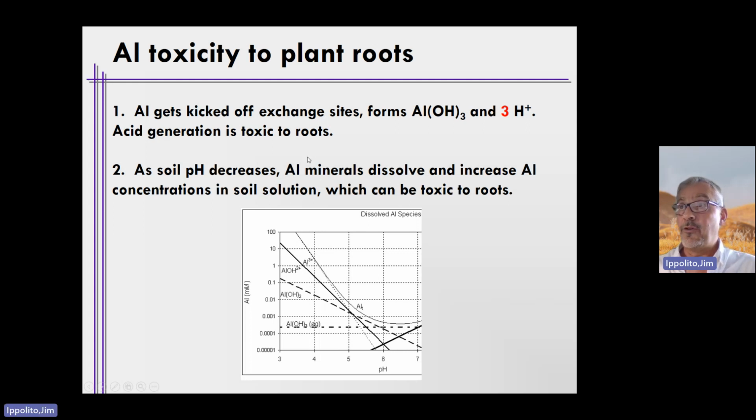As the pH decreases, aluminum minerals tend to dissolve. And when that occurs, that increases the aluminum concentrations in the soil solution that can also be toxic to plants. Okay, and so that's shown in this figure here. All right, so pH on the x-axis, and this is aluminum concentration in millimolar on the y-axis. And at low concentrations, aluminum availability in the form of free aluminum increases as pH decreases. That's what this graph is showing you. The same thing holds true for iron species in soils as well.